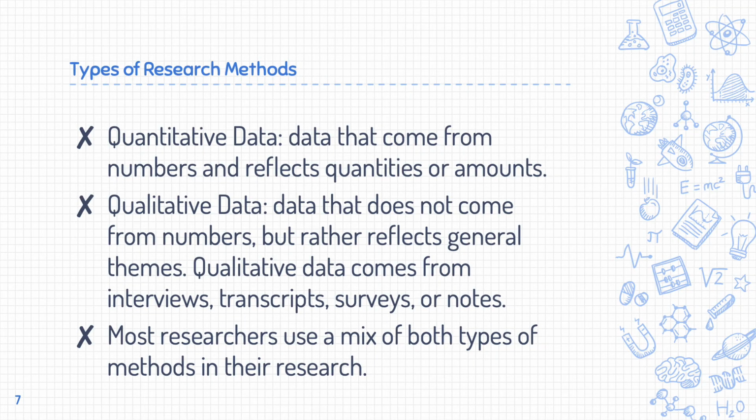So, types of research. There are two types of sociological research. The first type is quantitative research. This is data that comes from numbers and it reflects quantities and amounts. Easy way to remember that is quantitative, quantities. The second type is qualitative data. This data does not come from numbers, but rather it reflects a general theme. Qualitative data comes from interviews, transcripts, surveys, etc.